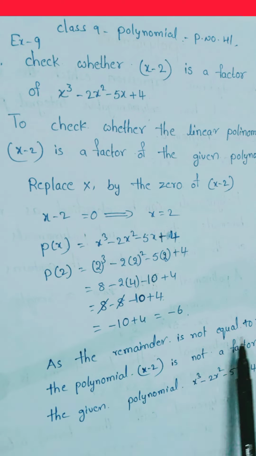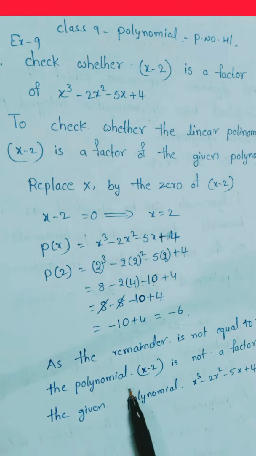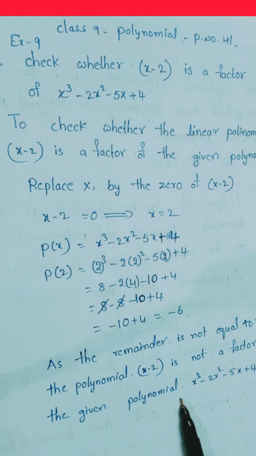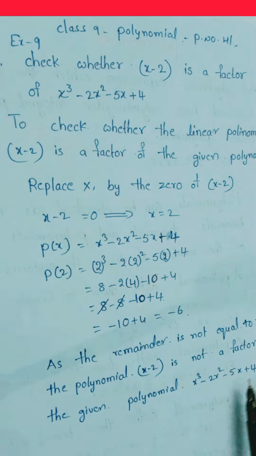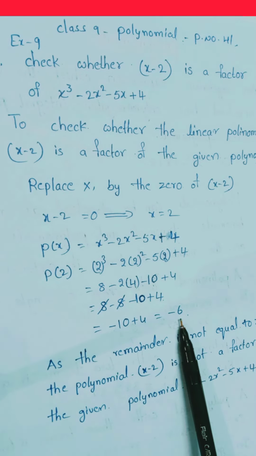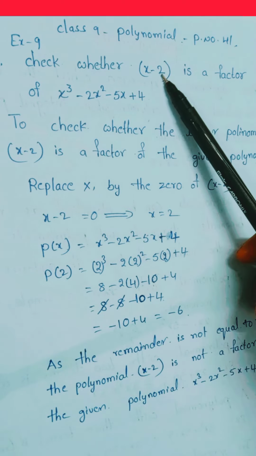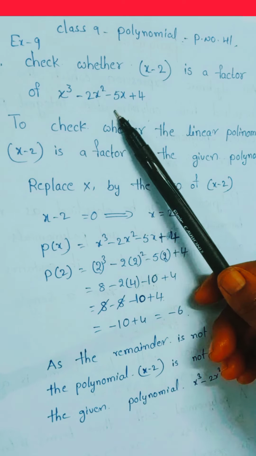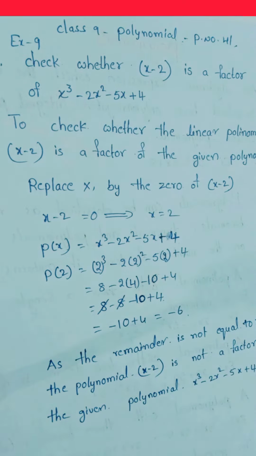As the remainder is not equal to 0, the polynomial x minus 2 is not a factor of the given polynomial. So, in this polynomial, the remainder is minus 6. Minus 6 is not equal to 0. So, x minus 2 is not a factor of x cube minus 2x square minus 5x plus 4.